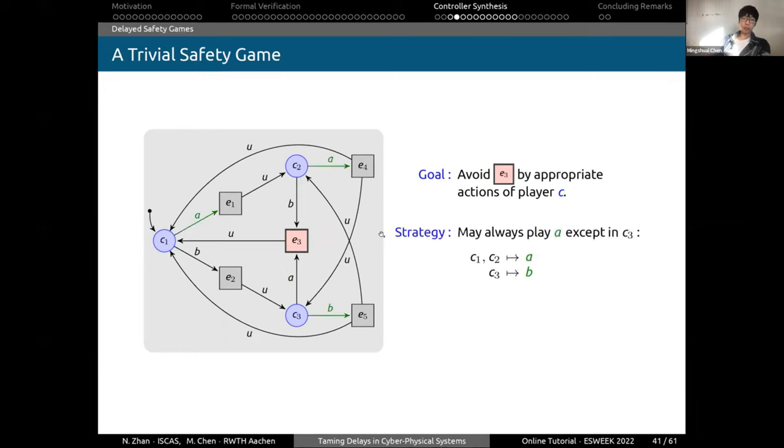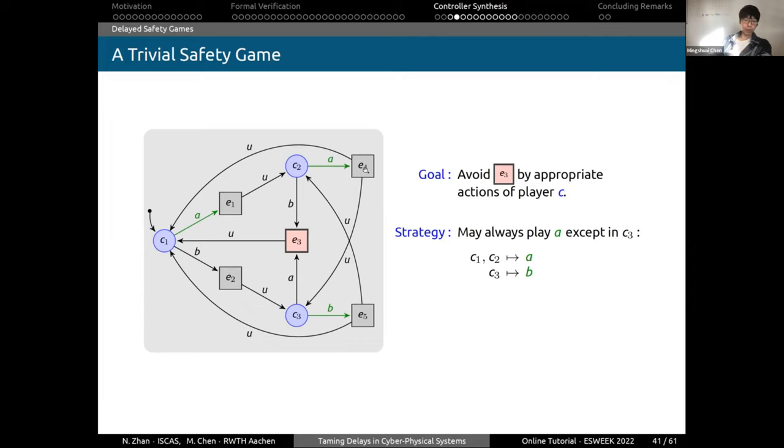Then we can easily come up with a winning strategy for the controller player, that is always to play action A, except in the state C3. Why is this the case? Suppose we are currently at state C1, and now we can perform an action A, right? Then we go to state E1. Here, the environment doesn't actually have a choice, so it can only choose action U, and this leads us to the state C2. And the strategy tells us at C2, we still choose action A, right? And then we choose such an action.